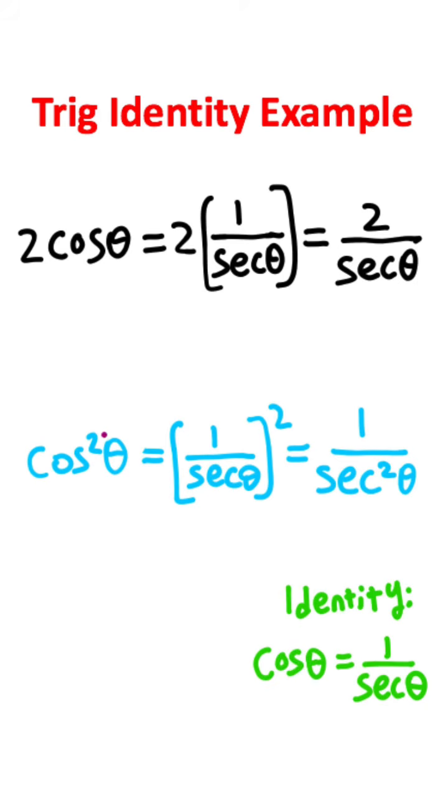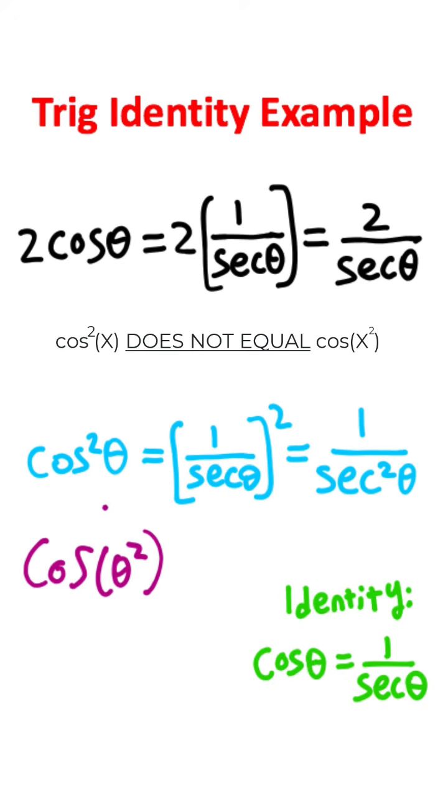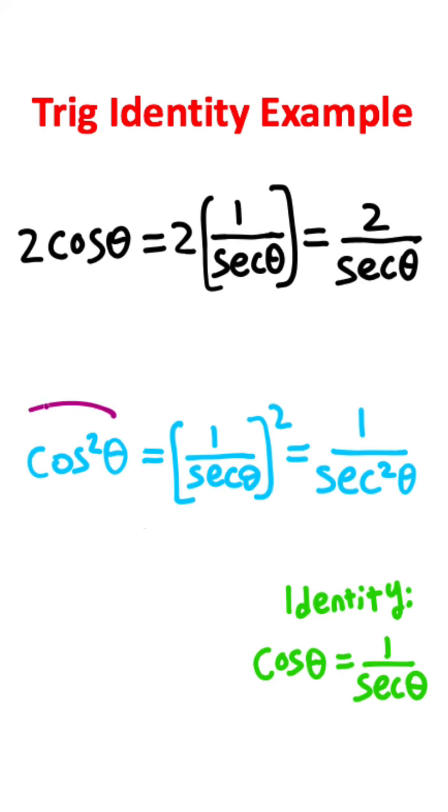Now, I think the reason that we write the square in here instead of outside like we traditionally do is simply because this would look a lot like cosine of theta squared, and these two are not equivalent expressions. This is just squaring the inside of the function. This is squaring the entire function.